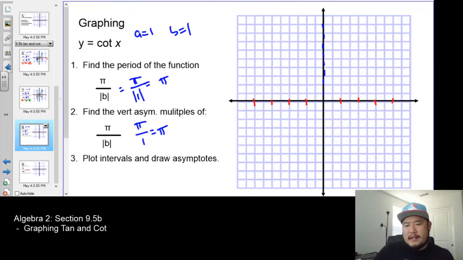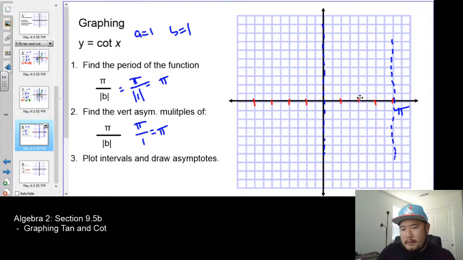Remember, when it came to tangent, it had to be odd multiples. So that's why we couldn't take our equation and multiply it by 0. But right here we can, and then we go out 1, 2, 3, 4. This will be our next asymptote. And this right here will be pi. Okay. So in this instance, we'll just go ahead and draw this out right here.